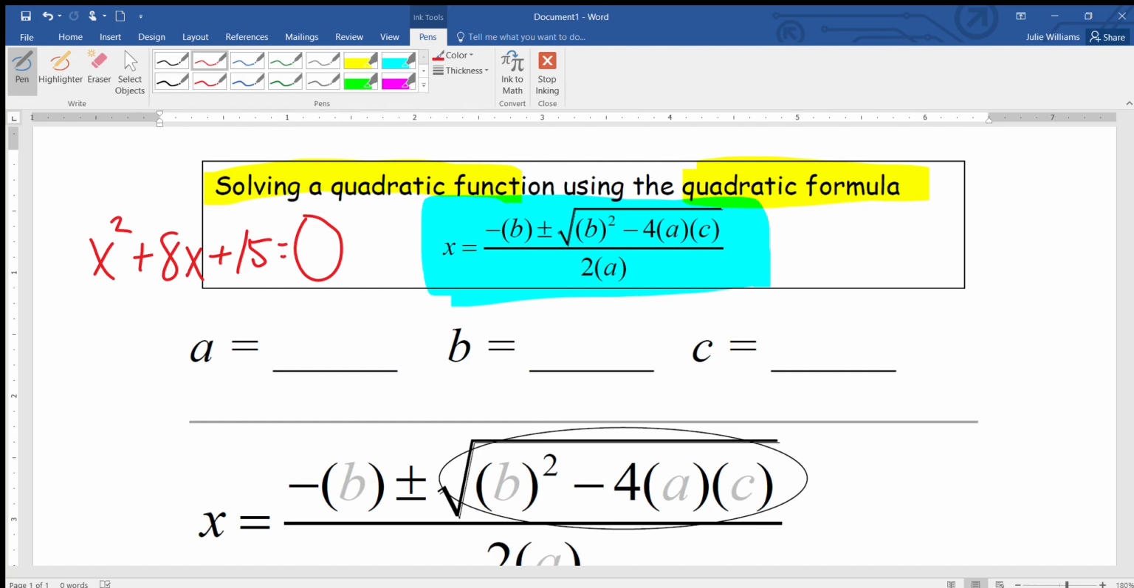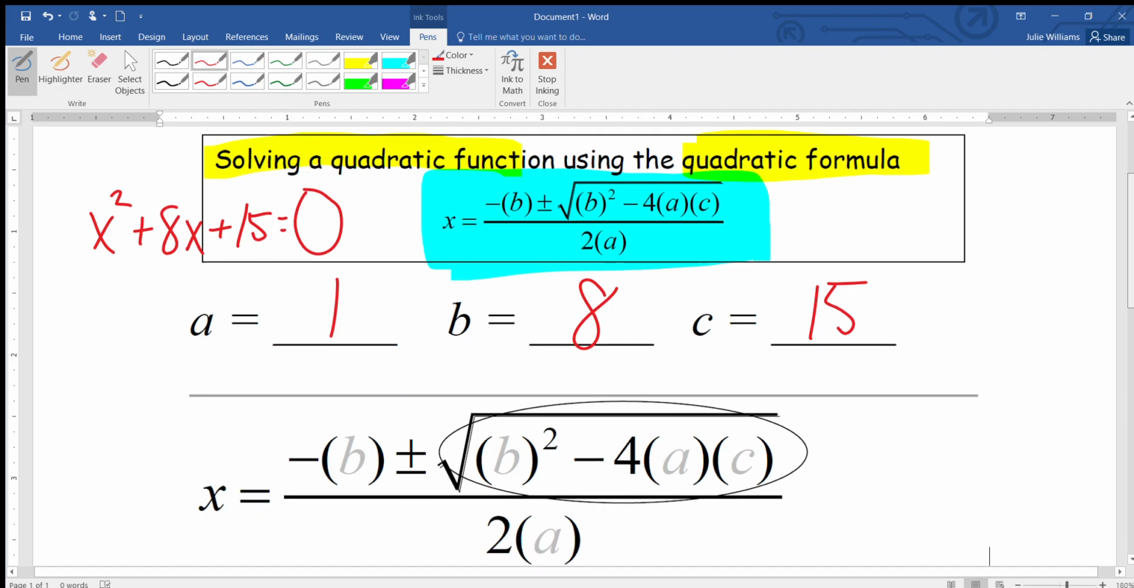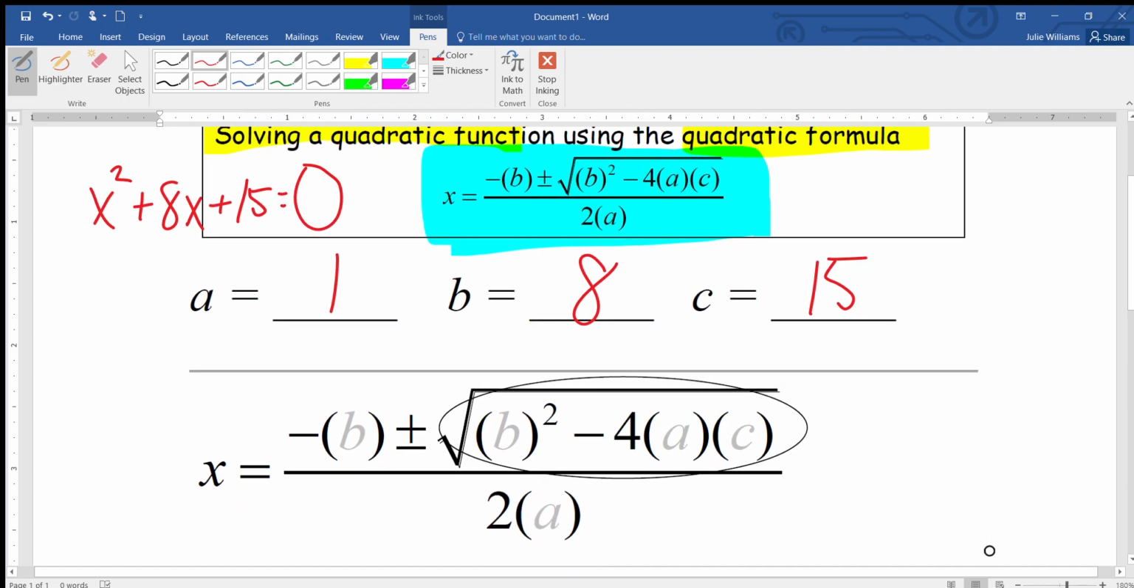First thing, like I've always said, you need to identify your a, your b, and your c. So my a is 1, my b is a positive 8, and my c is a 15. It's imperative here that you put the symbols with it. So if I had minus 15 here instead, it'd be really, really important for you to put a negative 15 for c.